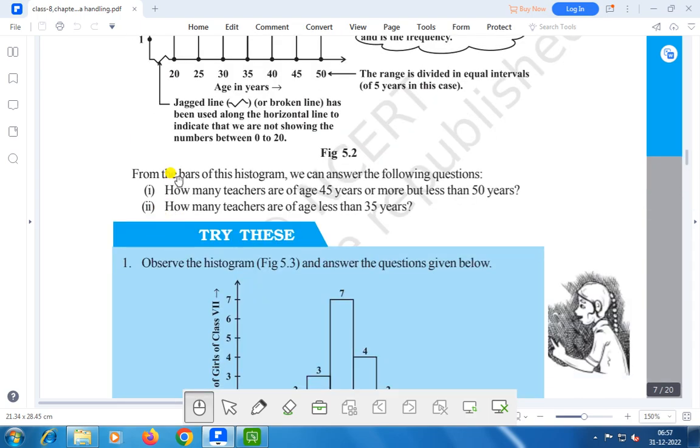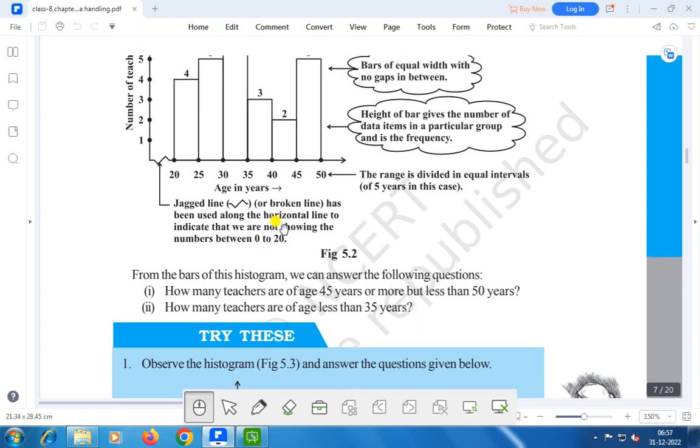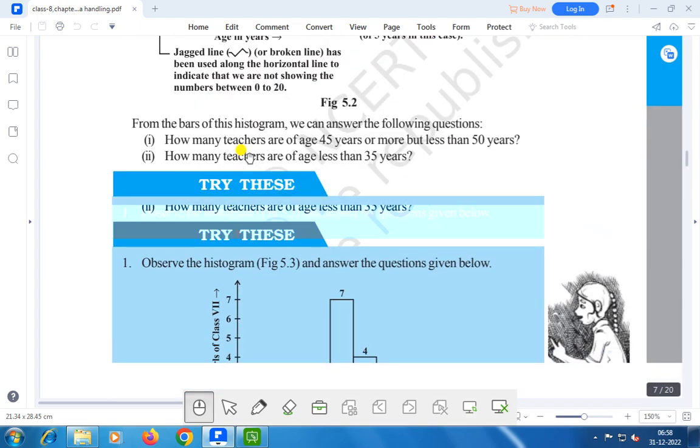From the bars of this histogram we can answer the following questions. How many teachers are of age 45 years or more but less than 50 years? That means 5. Here you see this is 5. How many teachers are of age less than 35 years? You have to count these: 4 plus 5 is 9, 9 plus 6 is 15.